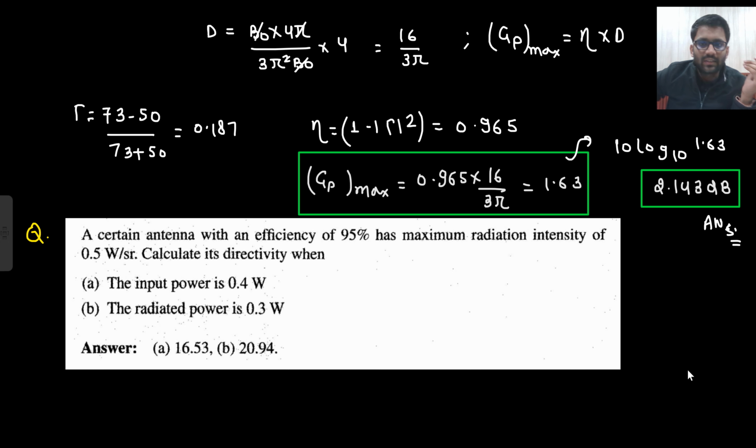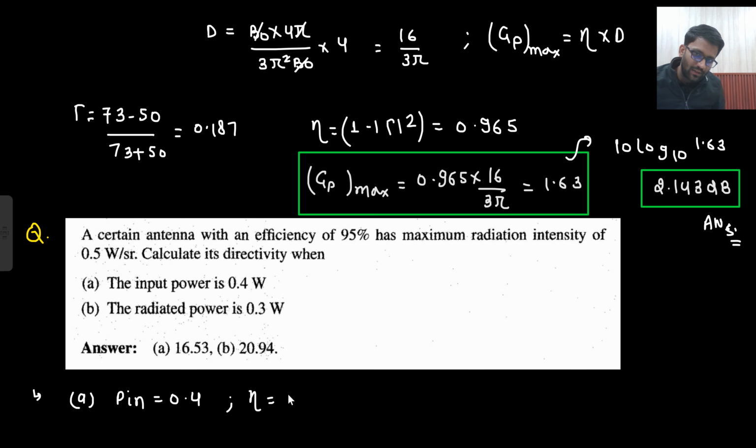Now next question. A certain antenna with efficiency of 95% has maximum radiation intensity, that is also given. Calculate the directivity when input power is this much, when radiated power is this much. So let's solve part A. In part A, what is given? Input power is given. P in is given. That is 0.4. And what else is given?